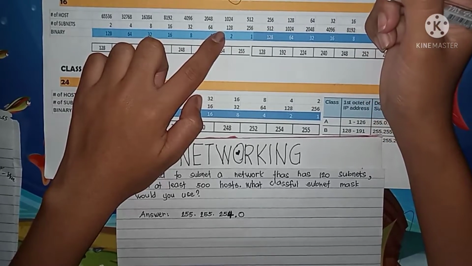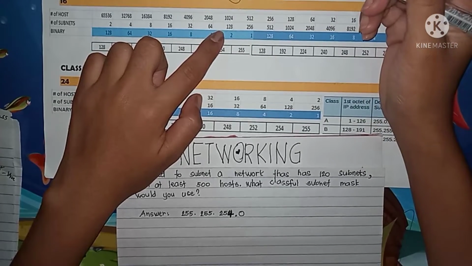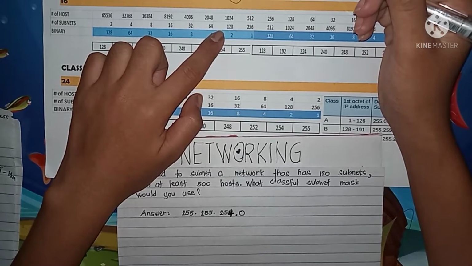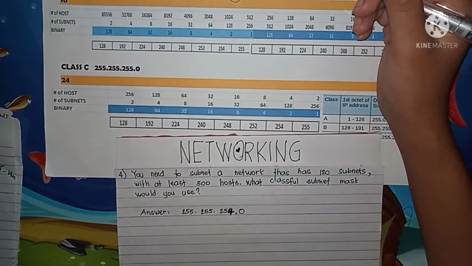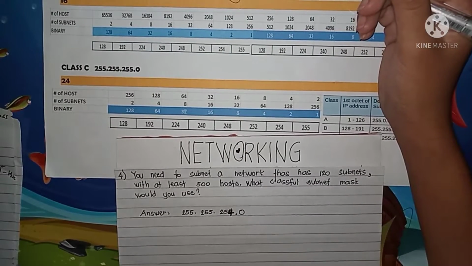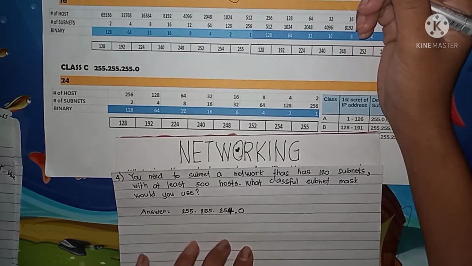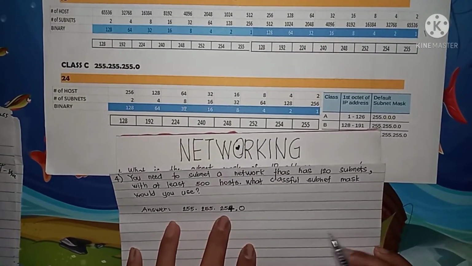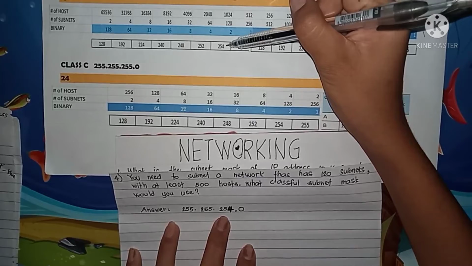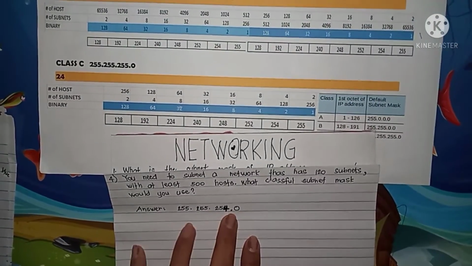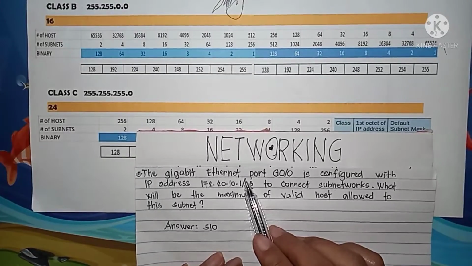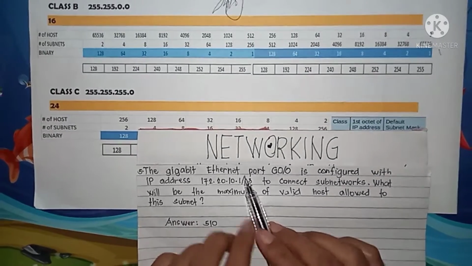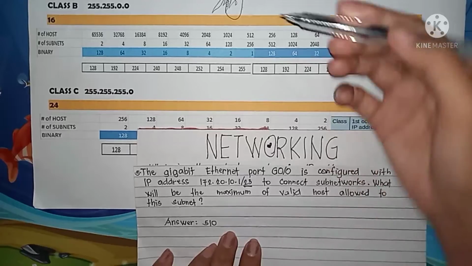Always remember that the number of hosts is being deducted by 2 for the broadcast address and the network address. So that's why we came up with this answer, 255.255.254.0 for the subnet mask. So number 5, in the question, we're going to locate 23 in the table.